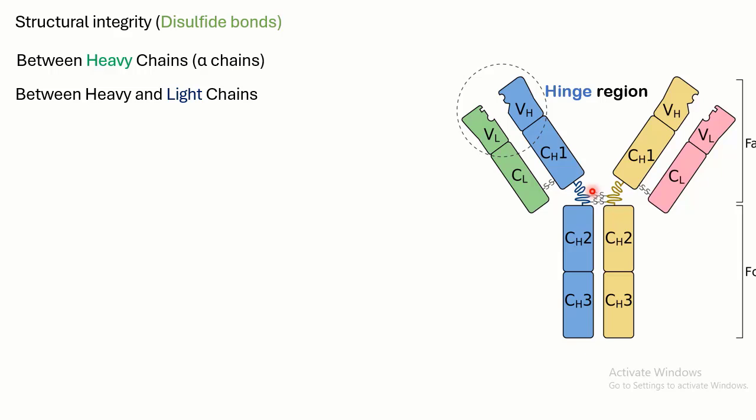These disulfide bonds are also present between the light and the heavy chains. So this is the light chain, this one is the heavy chain. You can see these disulfide bonds over here, and they are providing the structural integrity.